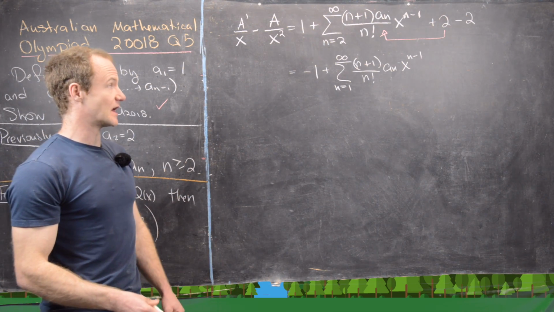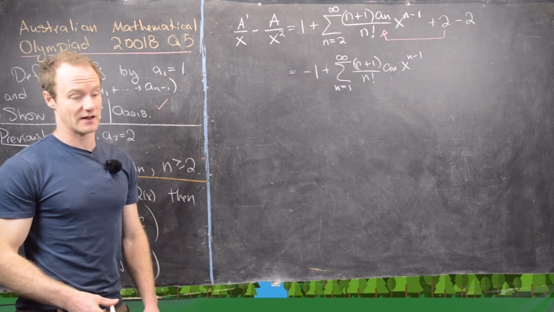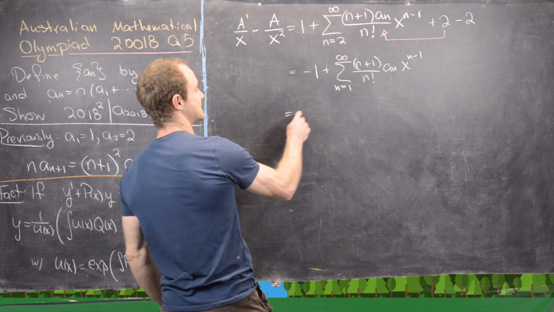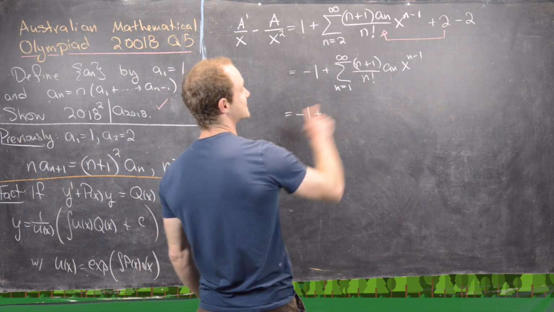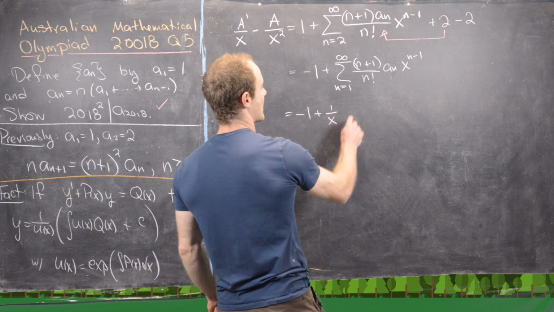So let's see if we can manipulate that until we get that in the right form. So notice this is going to be minus 1 plus, now I can factor out a 1 over x.